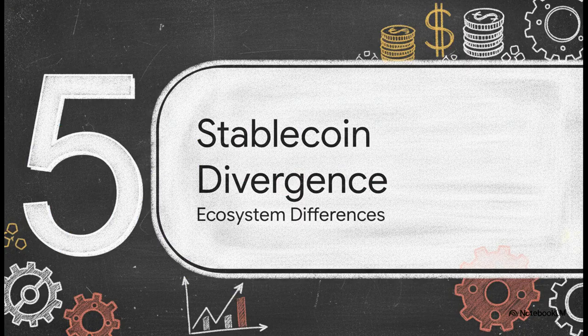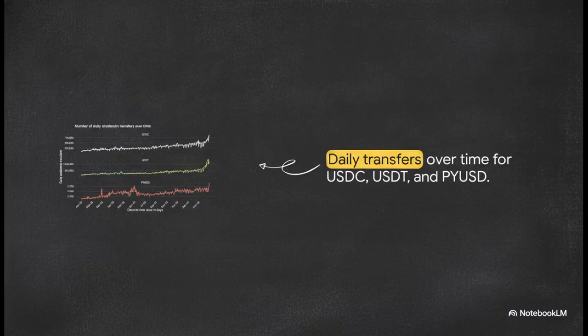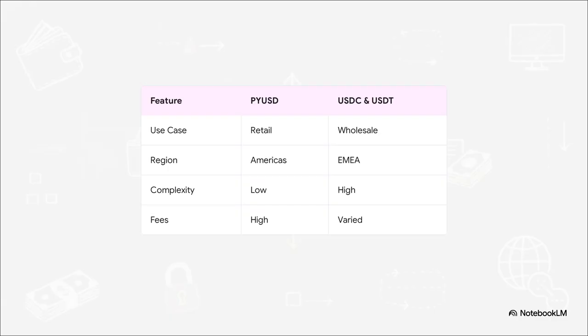Section 5. Not all stablecoins are equal. Looking at ecosystem divergence. Okay, so we've established that complexity is widespread. But is this behavior uniform? Are all stablecoins just identical cogs in the machine? Absolutely not. If we map out the daily transfer volumes for USDC, USDT, and PYUSD, it instantly reveals a massive difference in scale. USDT and USDC process hundreds of thousands, sometimes over 1 million transfers daily, whereas PYUSD is down in the thousands.